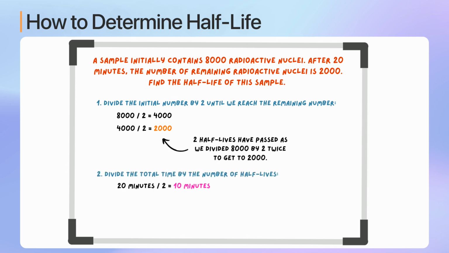Since 20 minutes represents 2 half-lives, divide the total time by the number of half-lives to find the duration of one half-life. That is, half-life equals total time divided by number of half-lives. So in this example, we divide 20 by 2 to find that the half-life is 10 minutes. So the half-life of this sample is 10 minutes.